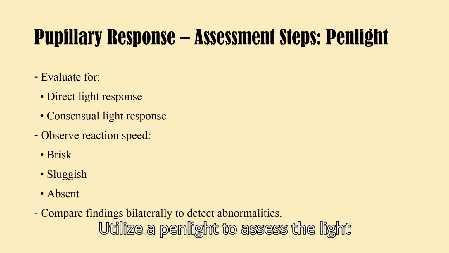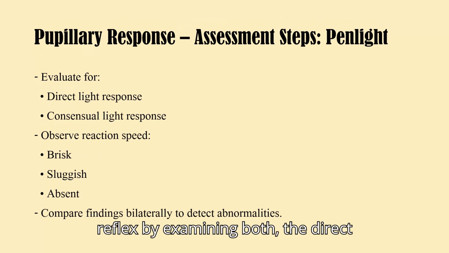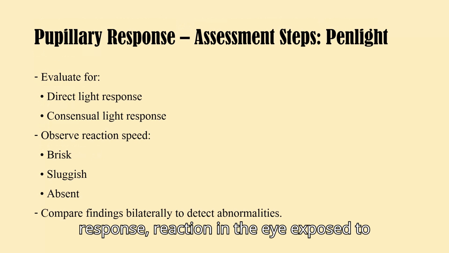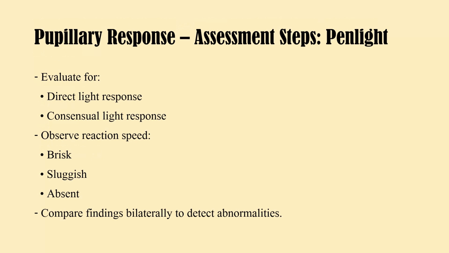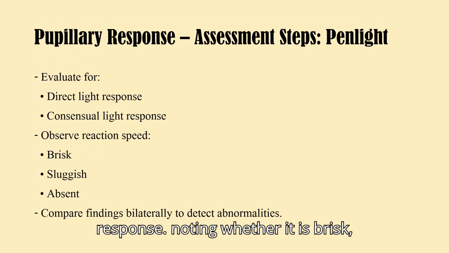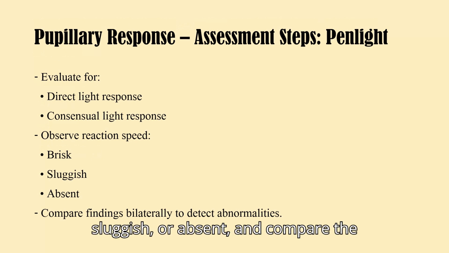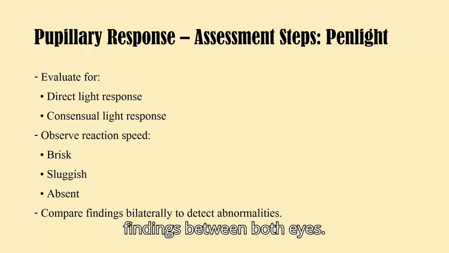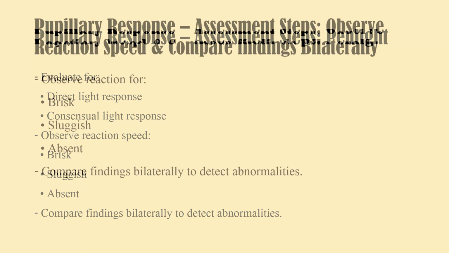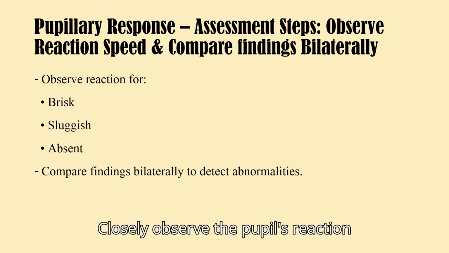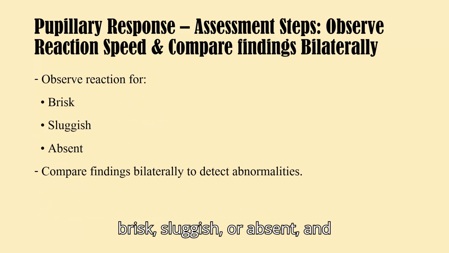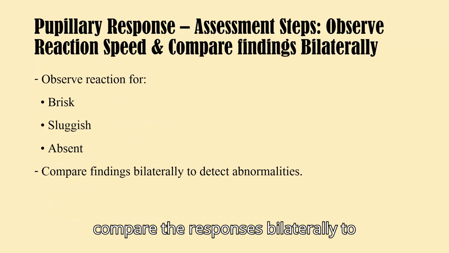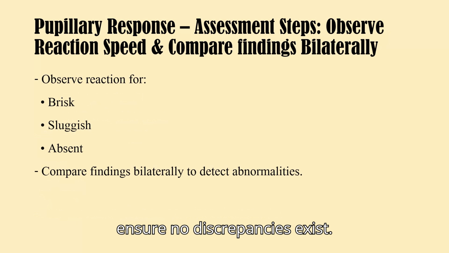Utilize a pen light to assess the light reflex by examining both the direct response, the reaction in the eye exposed to light, and the consensual response, the reaction in the opposite eye. Additionally, observe the speed of the response, noting whether it is brisk, sluggish, or absent, and compare the findings between both eyes. Closely observe the pupil's reaction speed. Document whether the response is brisk, sluggish, or absent, and compare the responses bilaterally to ensure no discrepancies exist.